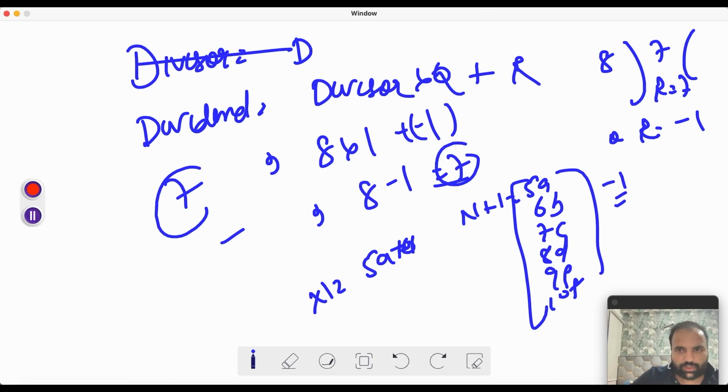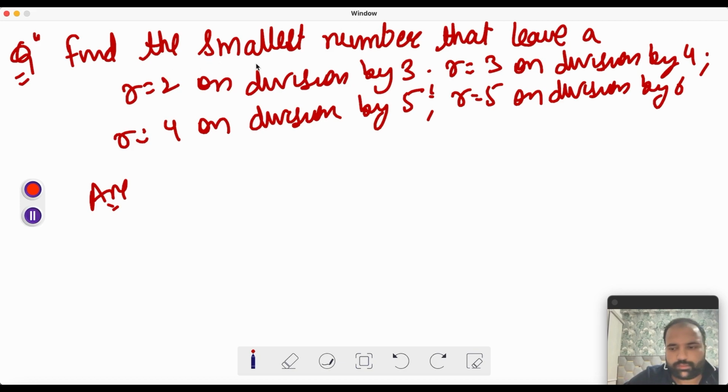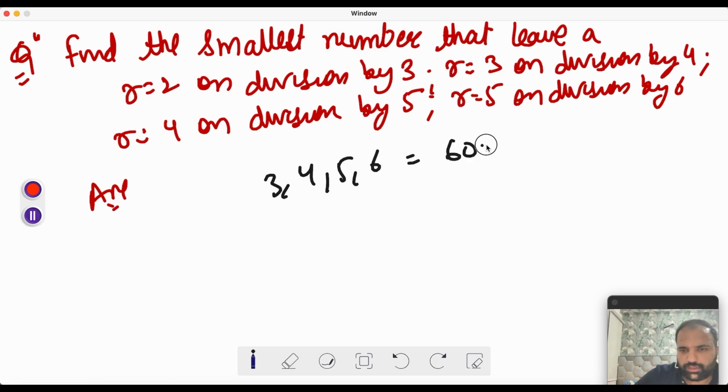So let's do another question now. Again, it's a similar question. Find the smallest number that leaves a remainder of 2 on division by 3, 3 on division by 4, 4 on division by 5. So similarly, we know what we have to do. 3, 4, 5, 6. Simply take the LCM. 3 and 4 will be 12, and 12 into 5 would be 60. 6 is already covered, so it should be 60 minus 1 is equal to 59.